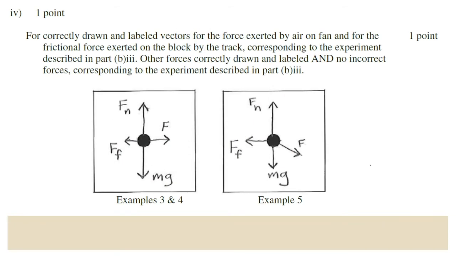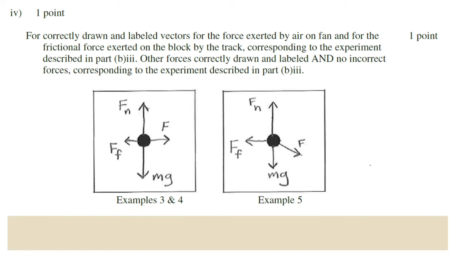This one was weird. They only gave 1 point, and it just says for correctly drawn and labeled vectors for the force exerted by air on fan and for the frictional force exerted on the block by the track corresponding to the experiment that you described in part B3. Other forces correctly drawn and labeled, and no incorrect forces corresponding to the experiment described in part B3. Basically, they just wanted a correct diagram for whatever you drew. I think that's kind of weird.